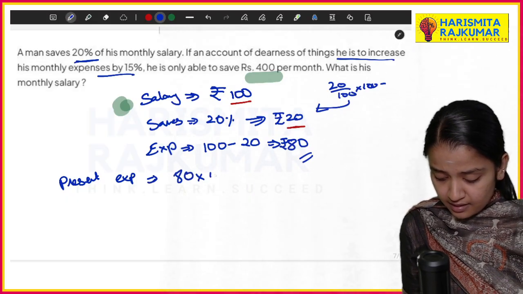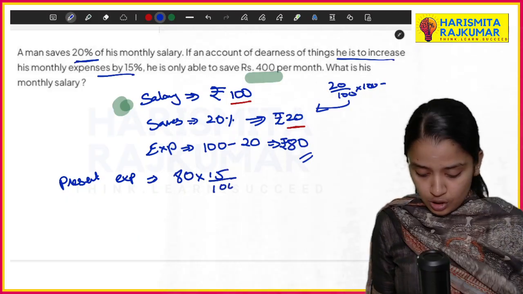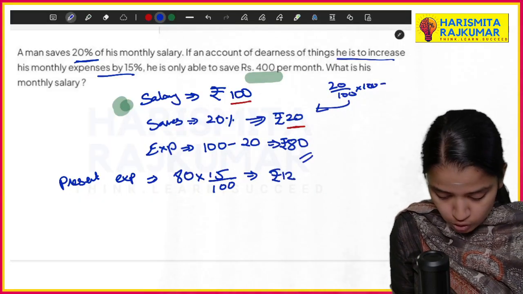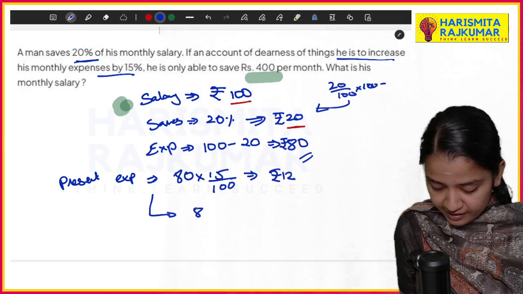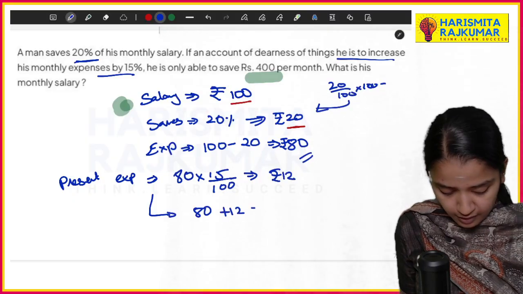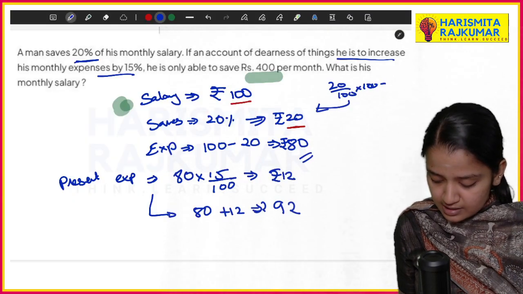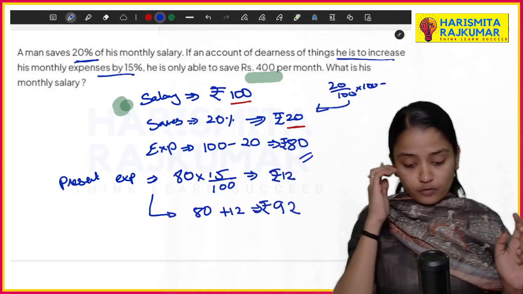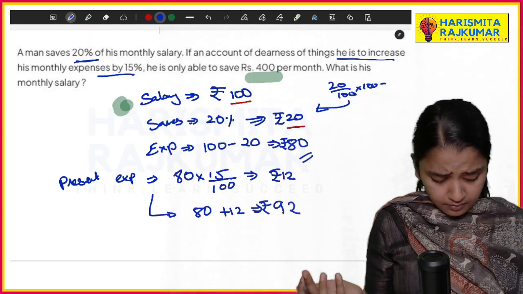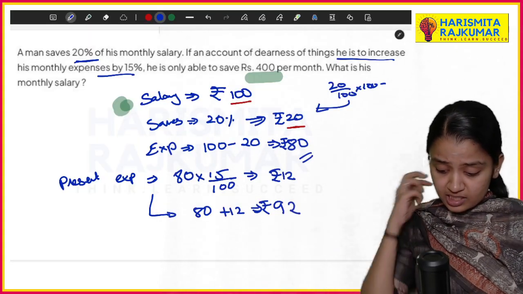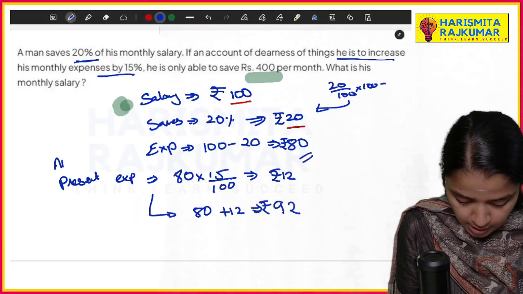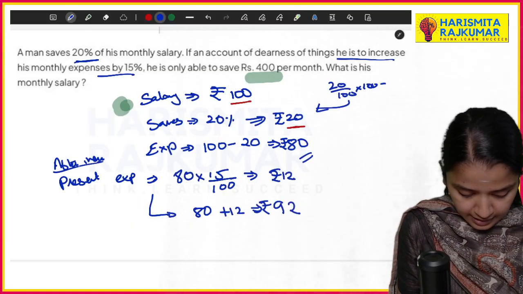He is increasing 15%. So 15% of 80 will be rupees 12. So already you are having 80. After increasing, your expenditure will be plus 12. So your total expenditure is 92 rupees. First you were spending 80 rupees. Now you are spending 92 rupees after increase.